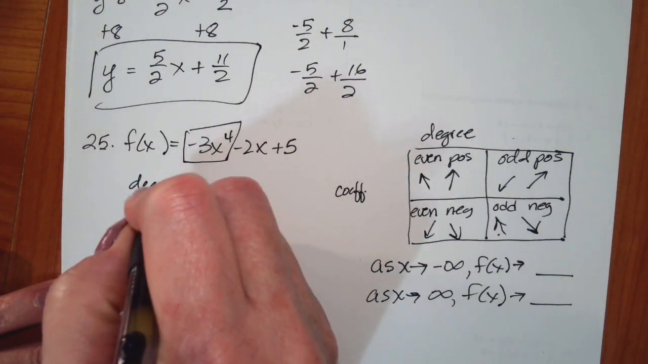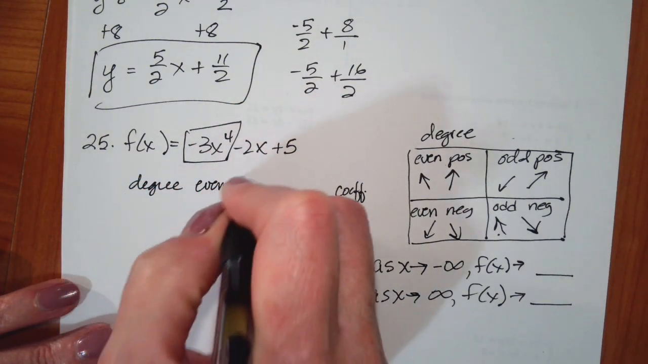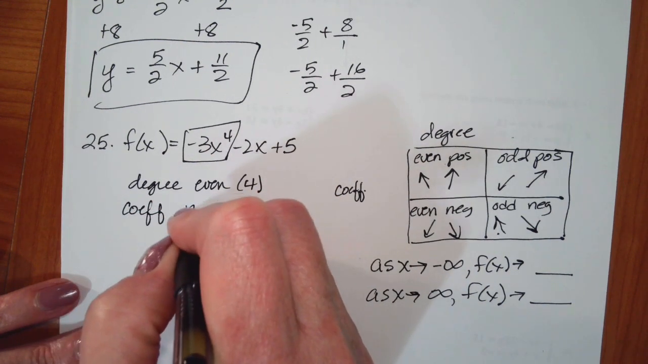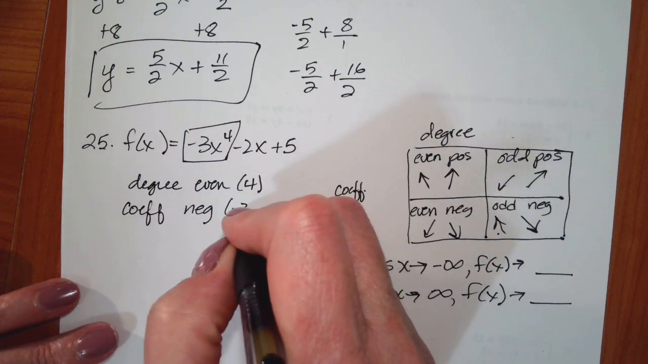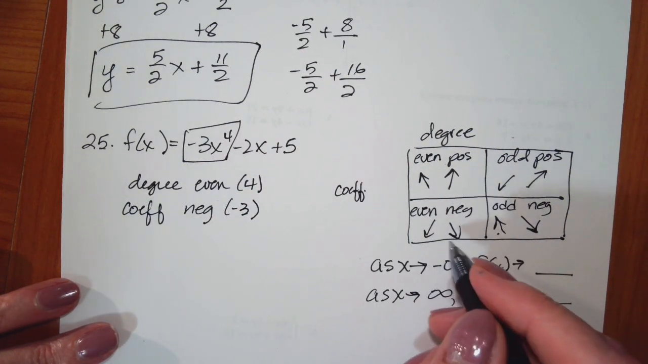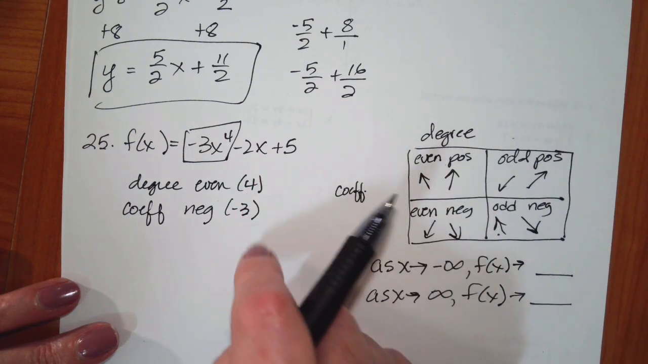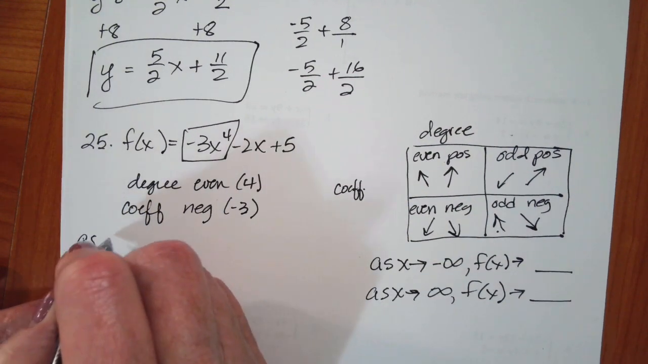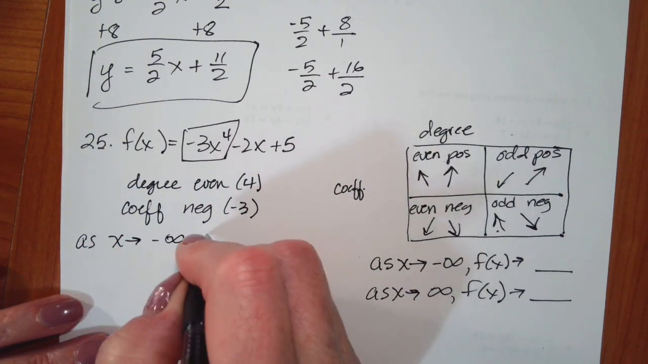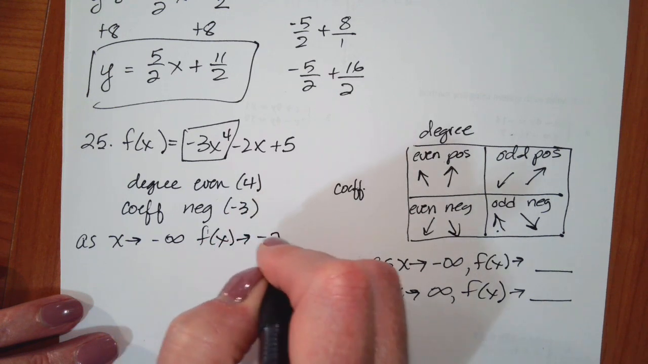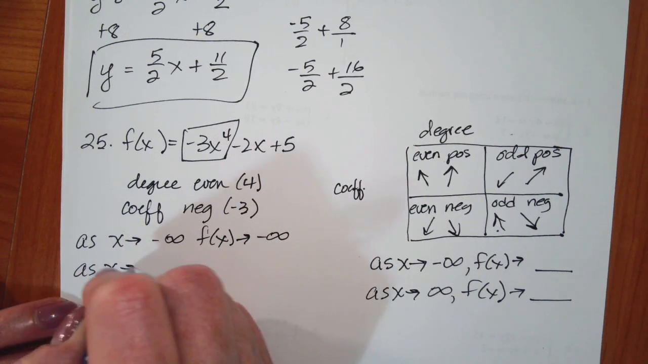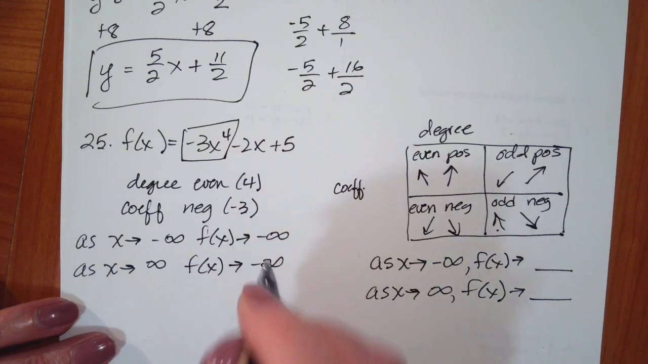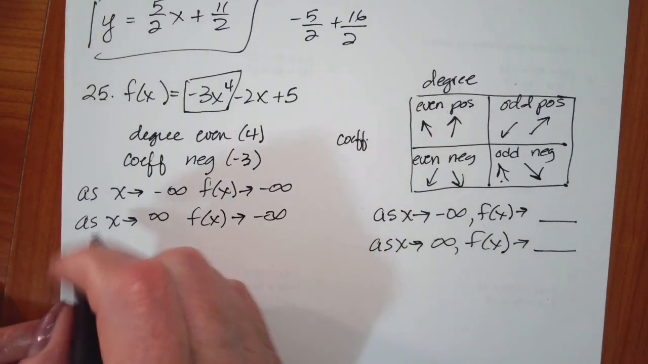The degree is an even number, and the coefficient is negative. It's actually a negative 3. Since it's even, they go in the same direction. Since it's negative, they both go down. So, as x approaches negative infinity, f of x approaches negative infinity. As x approaches infinity, f of x approaches negative infinity. And this is the appropriate notation.